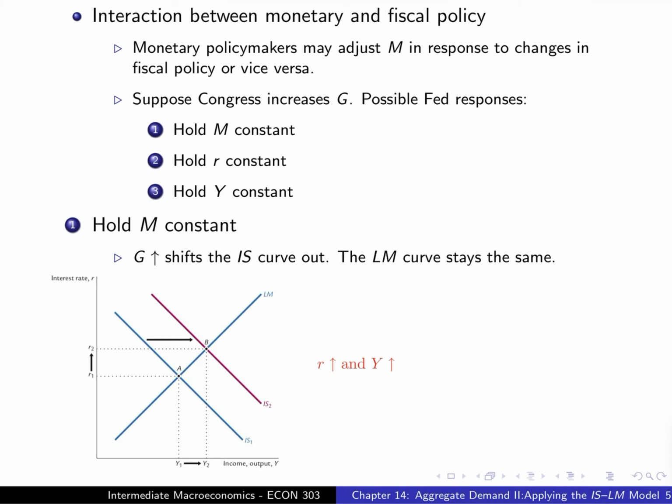Case 1. Hold M constant. If the Fed keeps the money supply fixed, the increase in G shifts the IS curve to the right. The LM curve stays unchanged. The new equilibrium shows a higher interest rate R and higher output Y.